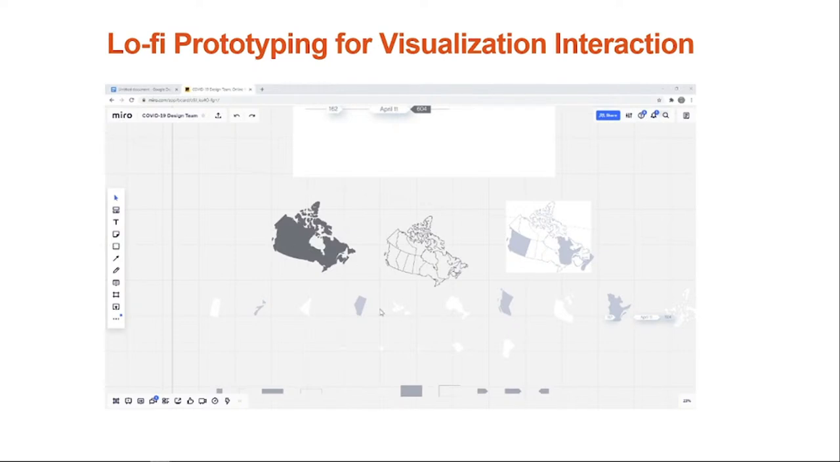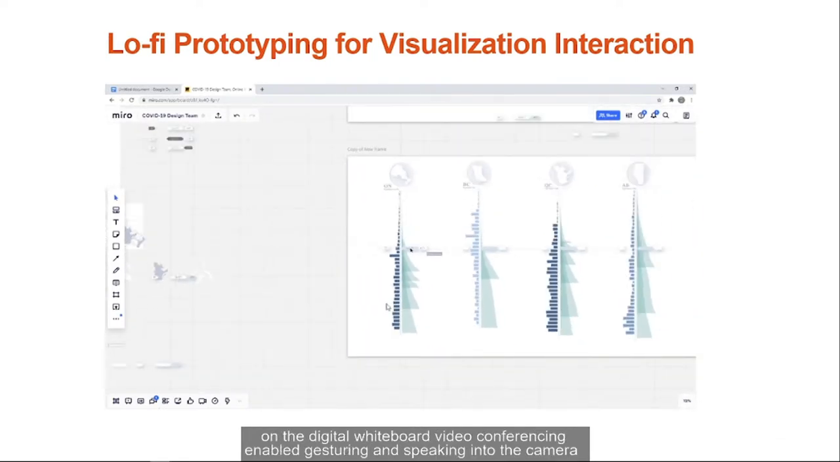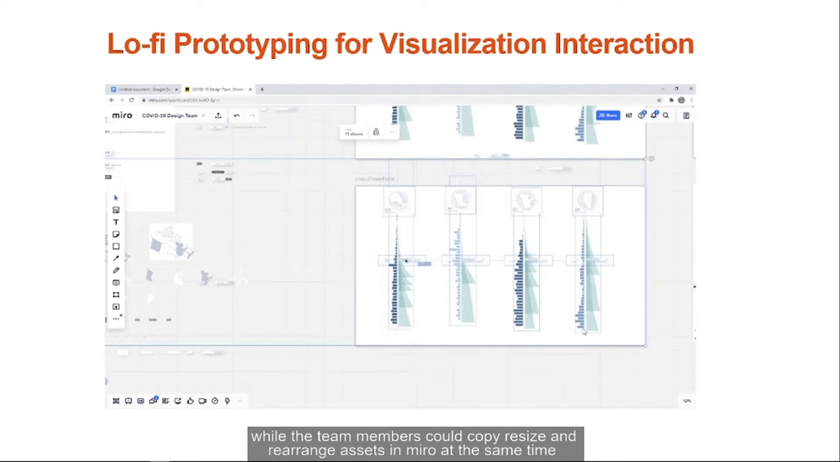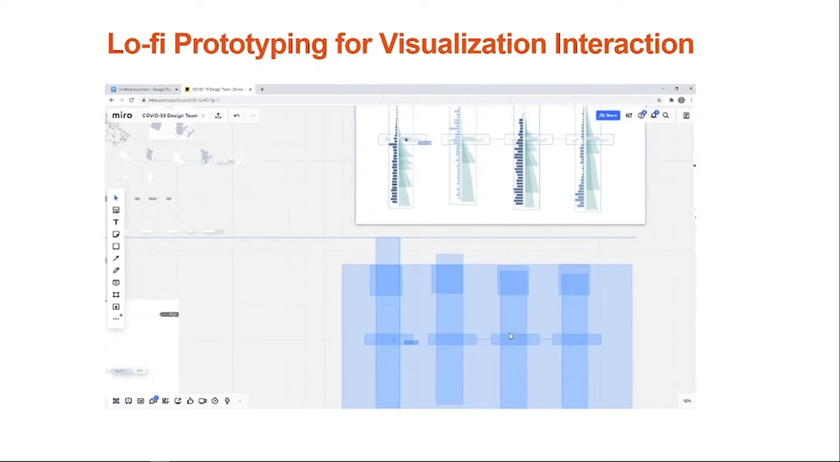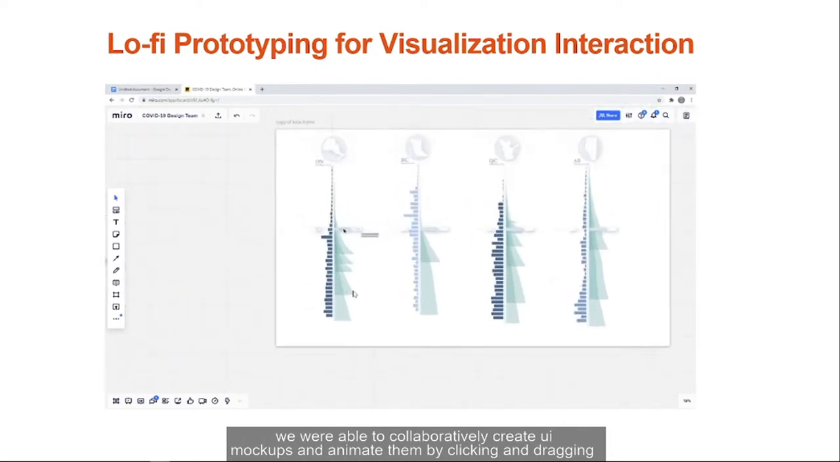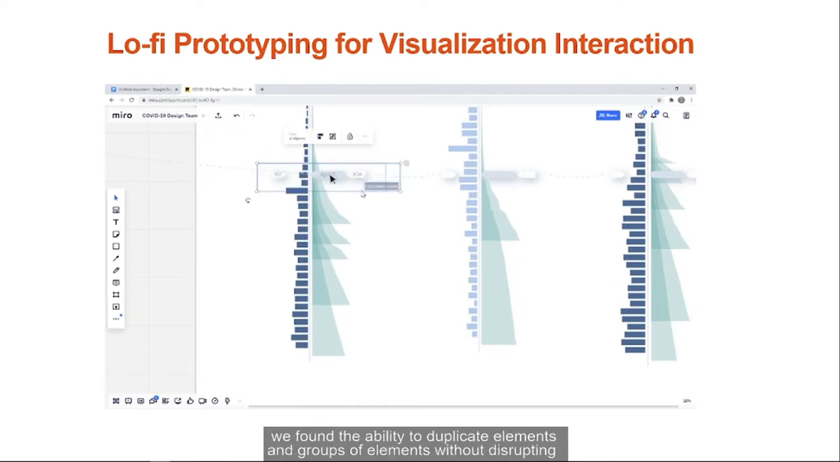Here you can see assets from Illustrator were exported and used as paper clippings on the digital whiteboard. Video conferencing enabled gesturing and speaking into the camera, while the team members could copy, resize, and rearrange assets in Miro at the same time. We were able to collaboratively create UI mockups and animate them by clicking and dragging. This method was quick and inclusive to all members, regardless of technical skill level. Additionally, we found the ability to duplicate elements and groups of elements without disrupting the integrity of previous models provided a benefit over traditional paper prototyping.